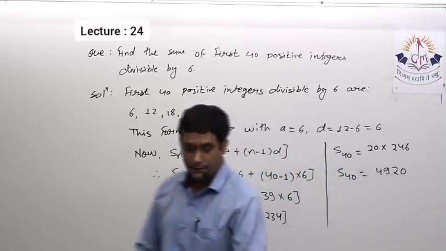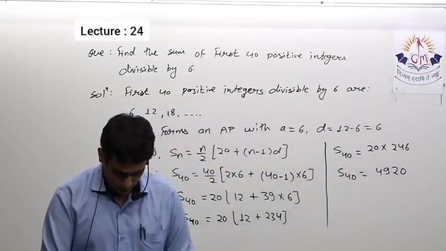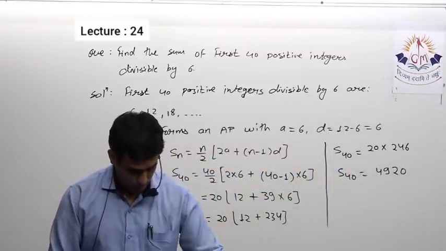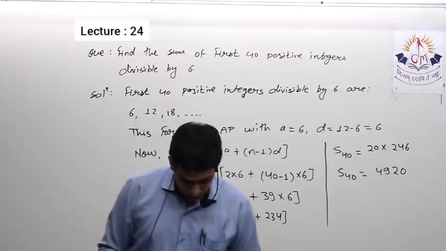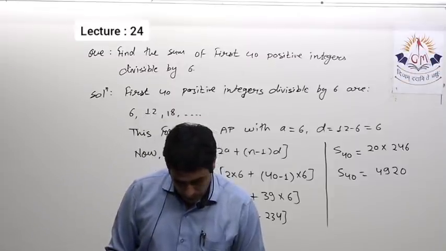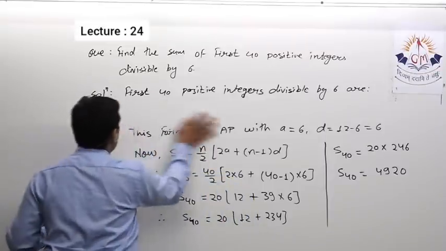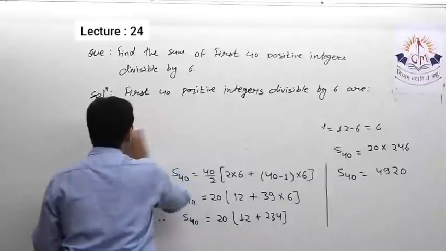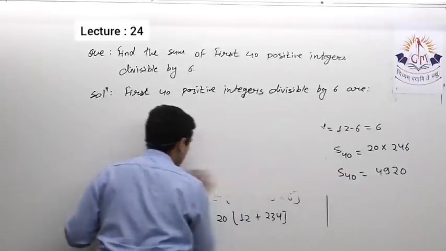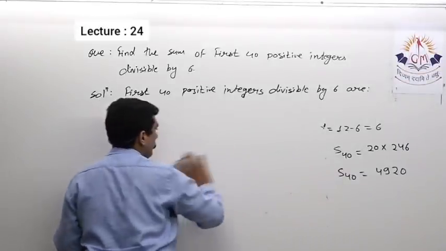Okay, now the next question is: find the sum of first 15 multiples of 8.